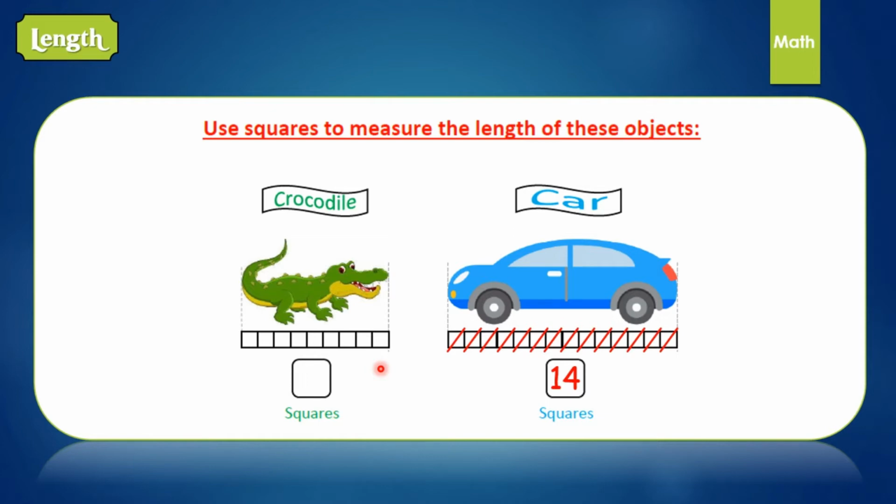If you can, stop the video. Okay, pause it and count how many squares, then play the video again. Have you finished? Okay, now let's count. 1, 2, 3, 4, 5, 6, 7, 8, 9. So the length of this crocodile equals 9 squares. Excellent.